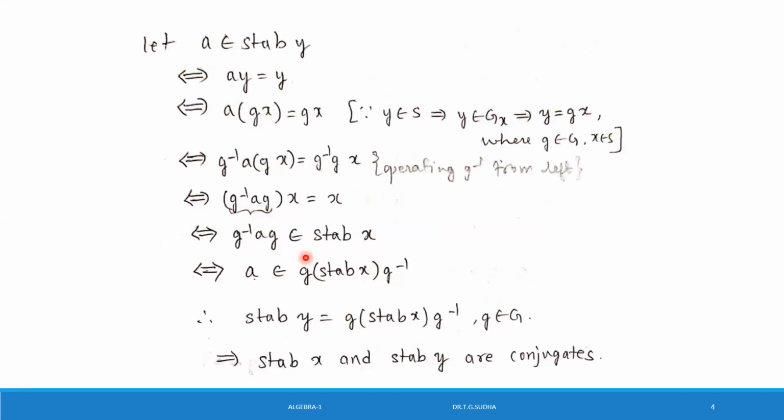Since this element belongs to stab x, now by operating by g from the left side and g inverse from the right side, we can show that a belongs to g into stab x into g inverse. Since all the steps are reversible, we can say that a belongs to stab y if and only if a belongs to g stab x g inverse. Therefore, the two sets, that is stab y and g stab x g inverse, are equal. So since this equation is obtained, we can say that the two stabilizers, that is stab y and stab x, are conjugates.